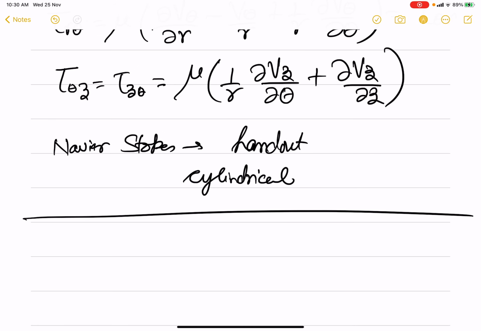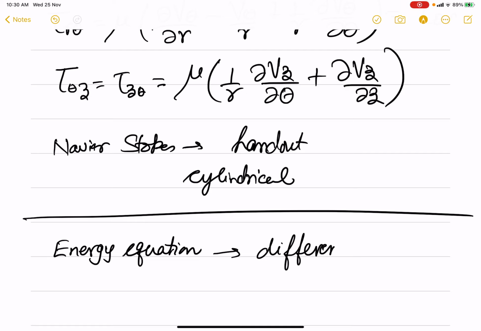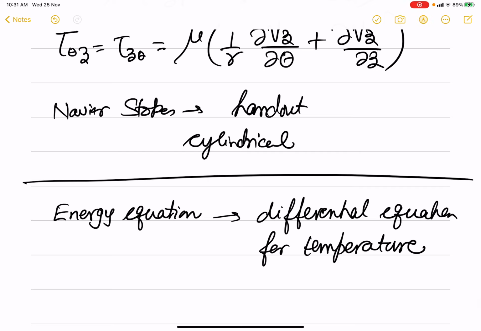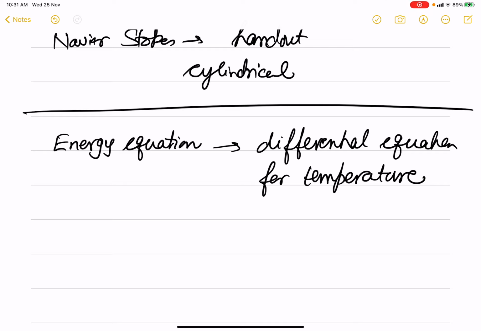Now, in addition to the Navier-Stokes equation, there is also an energy equation, which in White's book has been derived, and this energy equation leads to a differential equation for temperature. But as far as this course goes, I am not going to derive the differential equation for temperature. I will leave it for the heat transfer course.